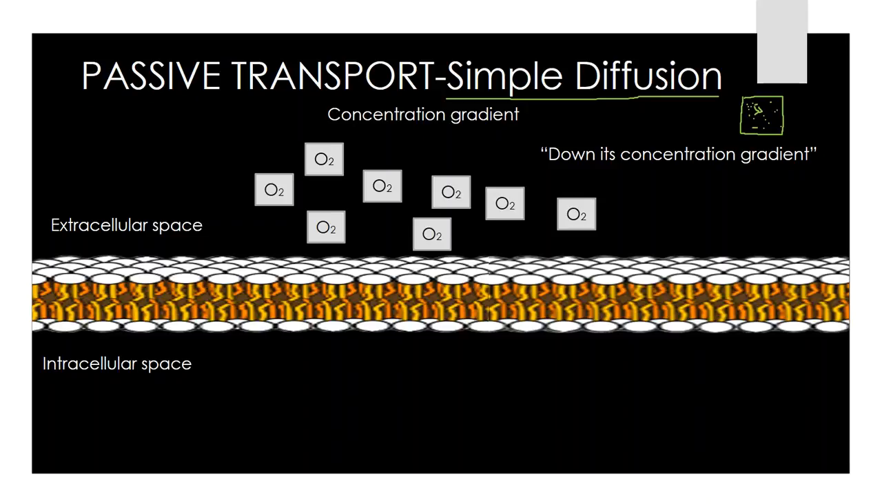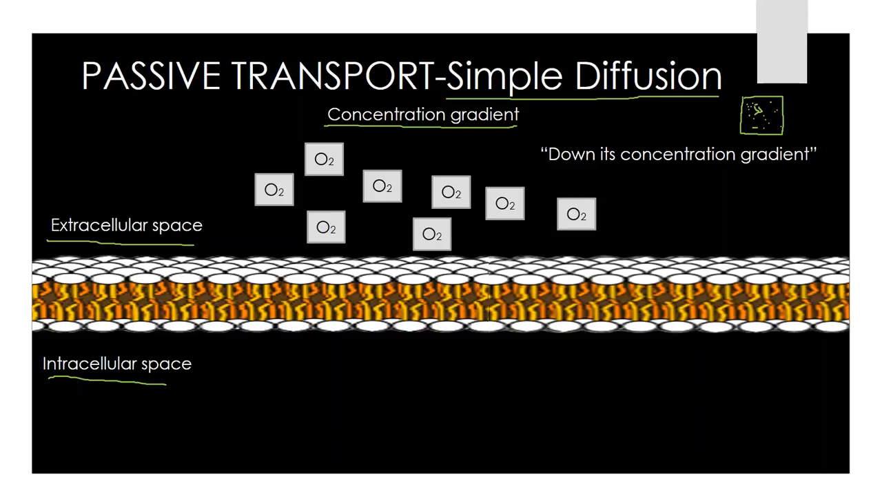membrane. So if you take a look at my picture here, I have extracellular space and I have intracellular space. So this would be the inside of my cell. And right now on the outside, I have a very high concentration of oxygen. On the inside, I don't have any oxygen at the moment. Because there is a difference in concentration across this barrier, across the plasma membrane, this is called a concentration gradient. And a concentration gradient is needed in order for diffusion to occur.